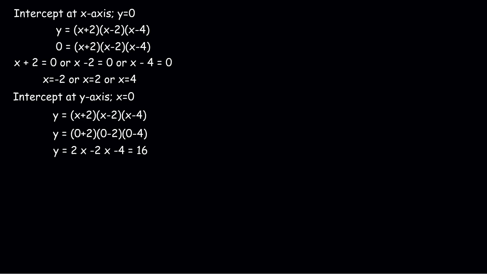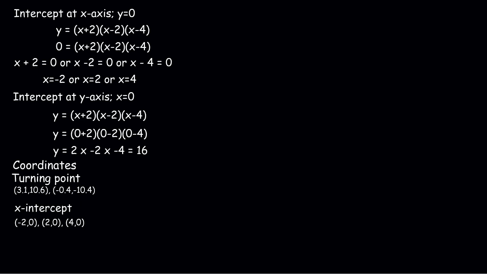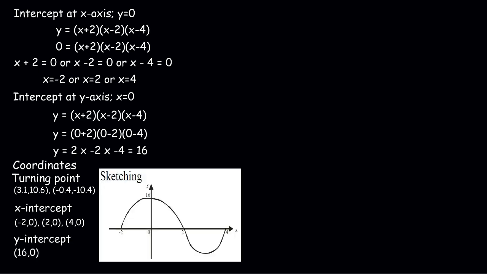So having gotten all our points, let's bring everything together. Our coordinates at our turning points: our s value was 3.1 and our y value was 10.4 for our first point, and for our second point it was minus 0.4 and minus 10.4. For our s intercepts, it was minus 2 and 0 for our first point, 2 and 0 for our second point, and 4 and 0 for our third point. And for our y intercept, it was 0 and 16. So using these points to sketch, we are going to have a figure as shown on the screen.